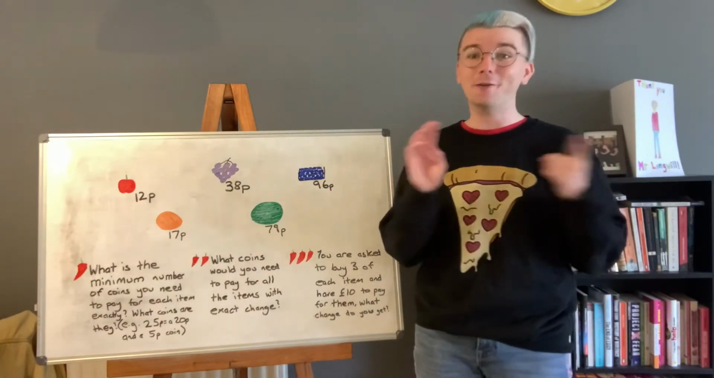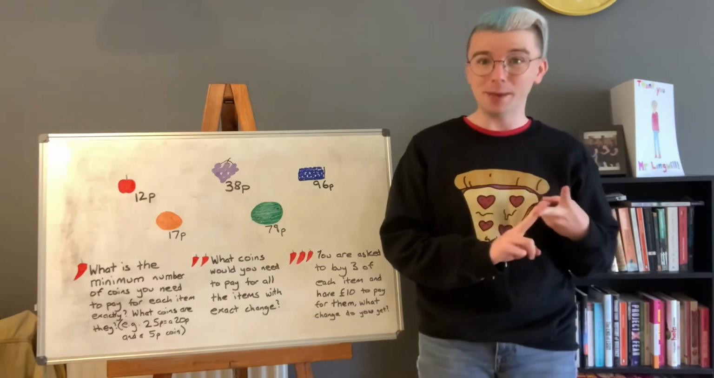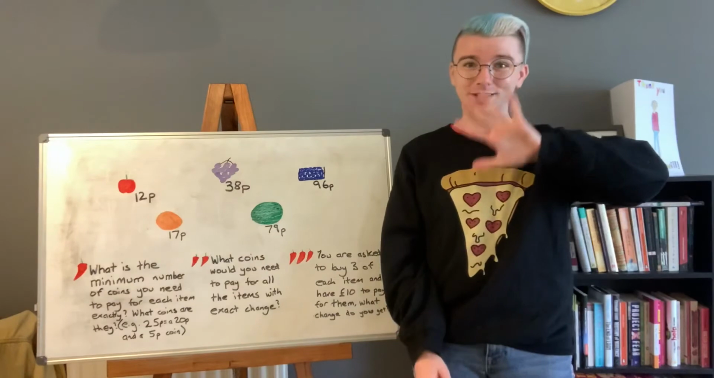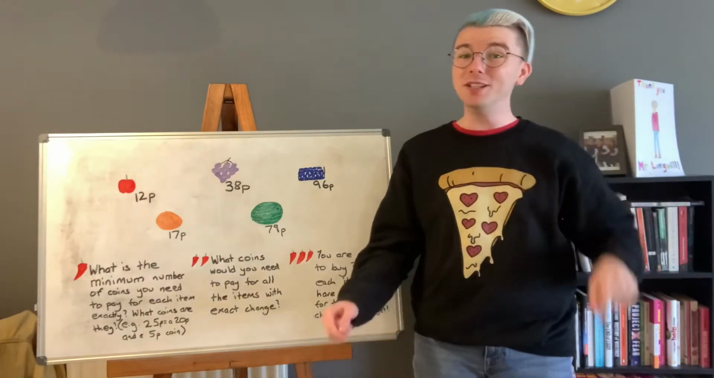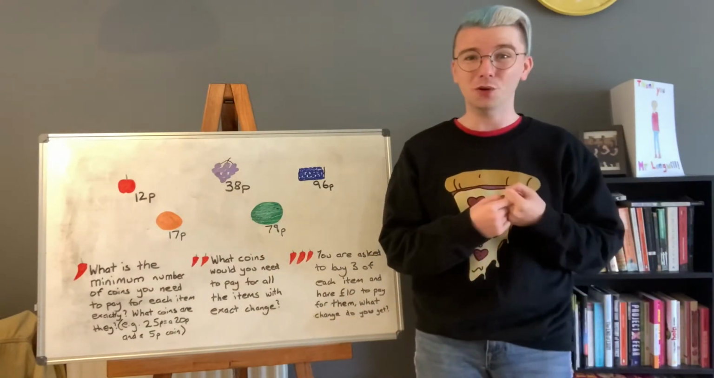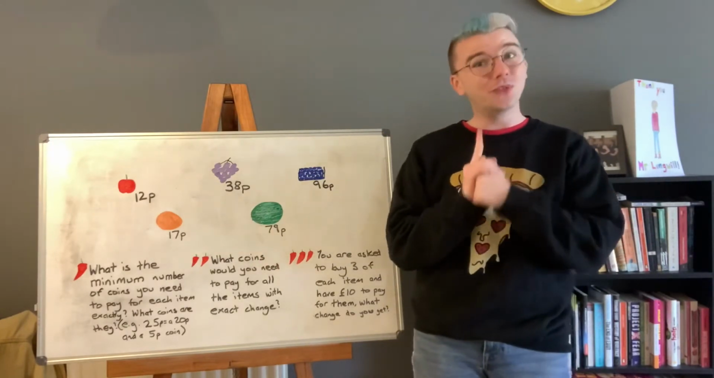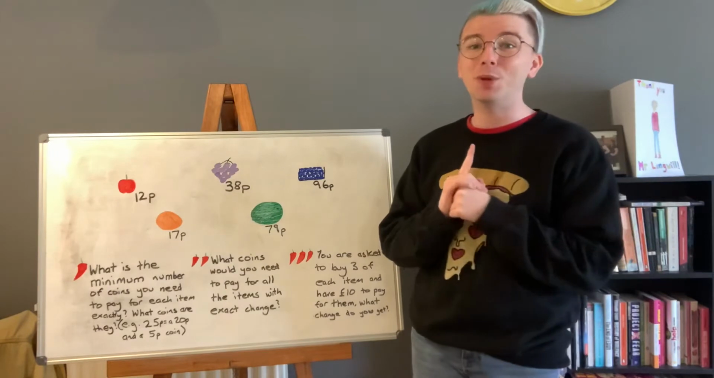We would need to use a 50 pence coin, a 20 pence coin, a 5 pence coin, and 2 pence coins. So 5 coins, but because of the different value of those coins, that's how we get to a different amount of pence. Now finally, our bunch of blueberries.